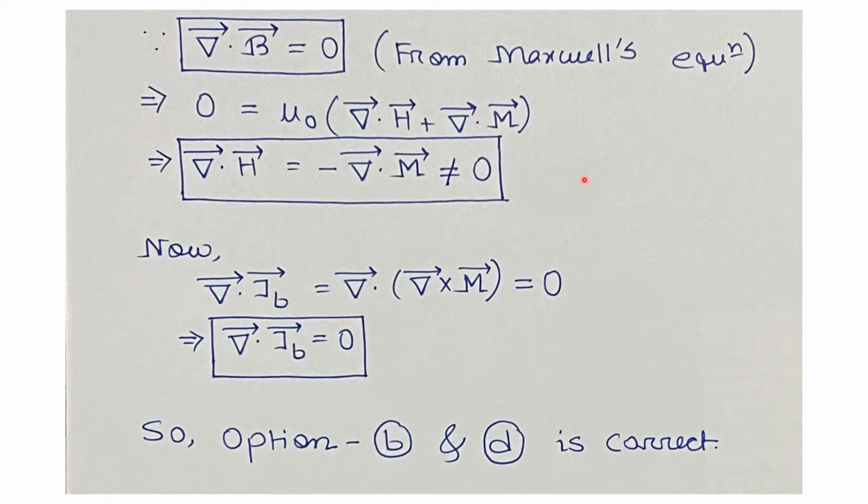Now our system has a volume bound current density Jb. This means our system has non-uniform magnetization. So the divergence of M vector for this system is non-zero, and it will give rise to divergence of H being non-zero. Now divergence of Jb is divergence of curl of M, because Jb is defined as curl of M, and this term is also 0, so your divergence of Jb is 0. So if you see the four options, among the four options, option B and option D are correct.